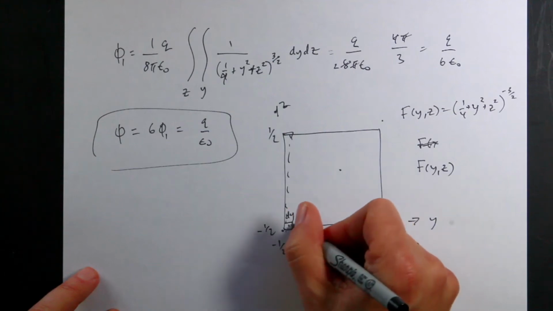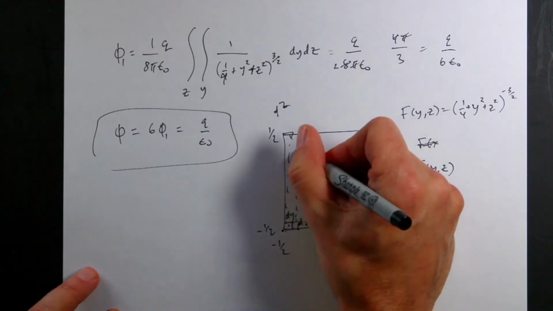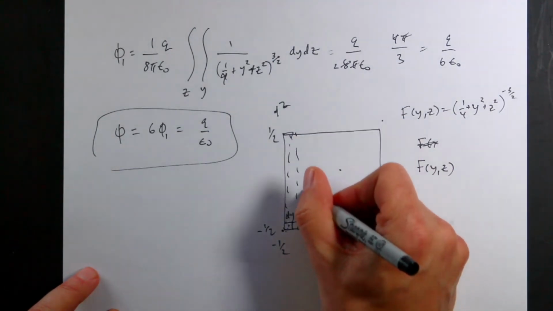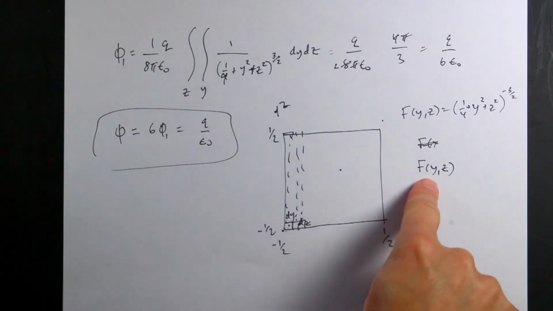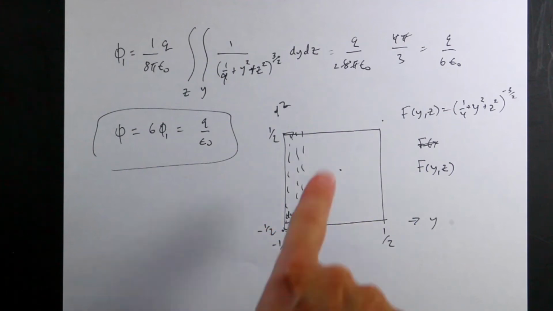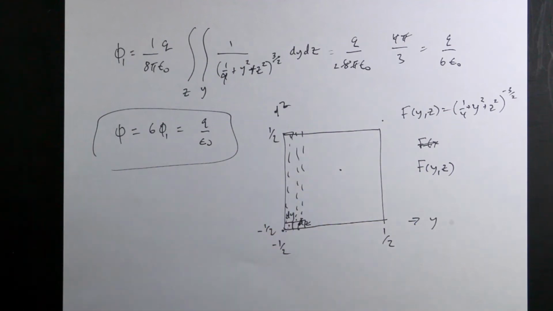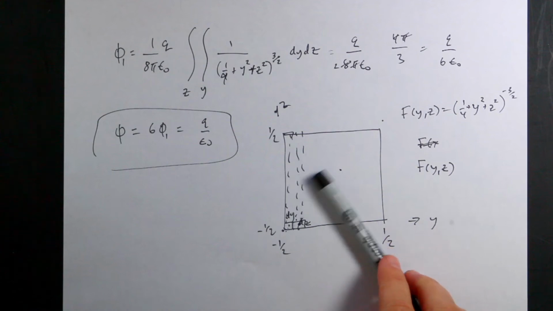And then I repeat that, I move over here and I do it this way. And then I move over here and I do it this way. Okay, so that's what we're going to do in Python. We're going to break these into tiny little squares and add up the function times that element area over that whole thing. So we have to do a double loop in Python.